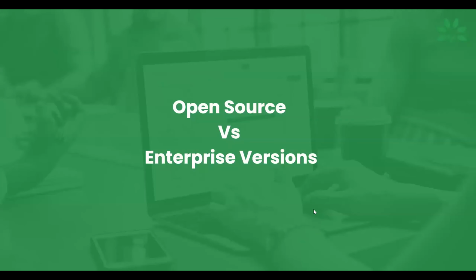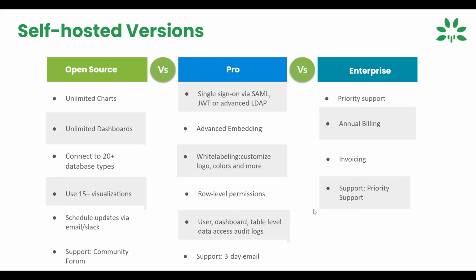Moving on, we'll look at the open source and the enterprise version features. With this slide, I wanted to summarize the three levels of versions available, and this is available in both self-hosted and cloud options. You can start with open source, which has its own set of unlimited dashboards and charts, and you can connect to 20 plus database types. You have 15 plus visualizations, and you can also have basic sharing via email, Slack, setting alerts, and you have a support forum also.